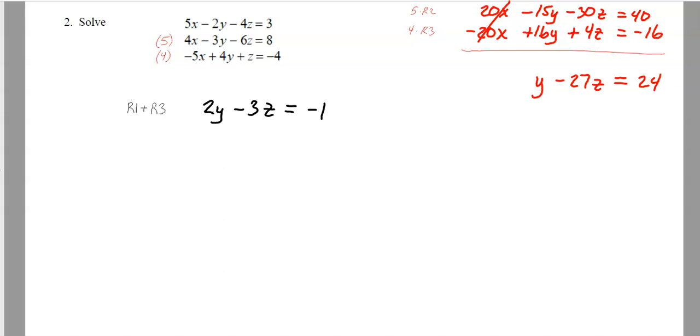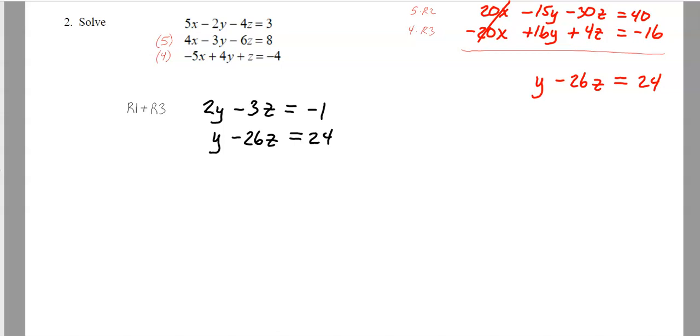Hopefully I didn't screw up anywhere. 20, negative 15, negative 30, positive 40, negative 20, positive 16, positive 4. Looks good. Add them up. No, it's not 27. See where I made a mistake right there. Glad I kind of double checked this before I got too far into it. That's a negative 26. That one's a positive 24. All right, I think I'm good. So now I come back over here and I'm like, all right, I got another equation here without an x. So now I think we can go into familiar territory.